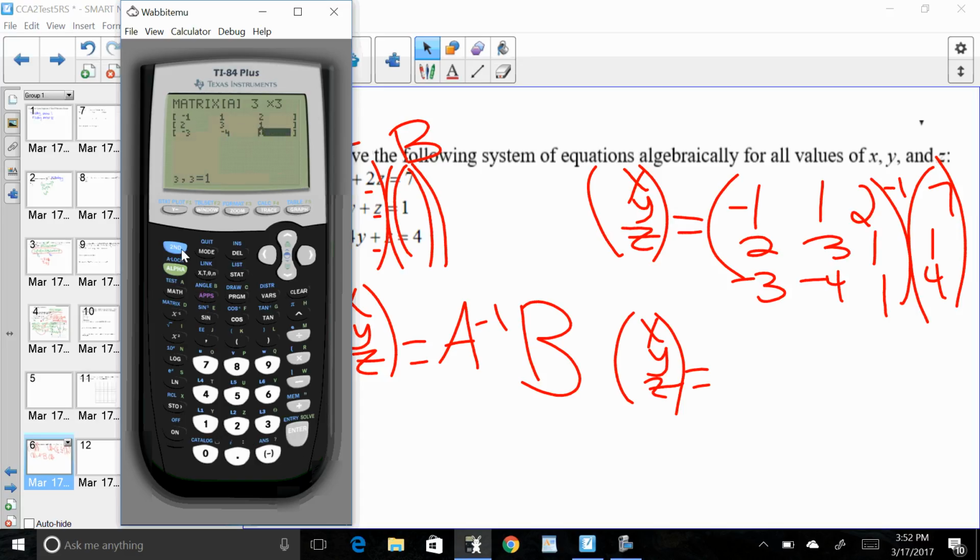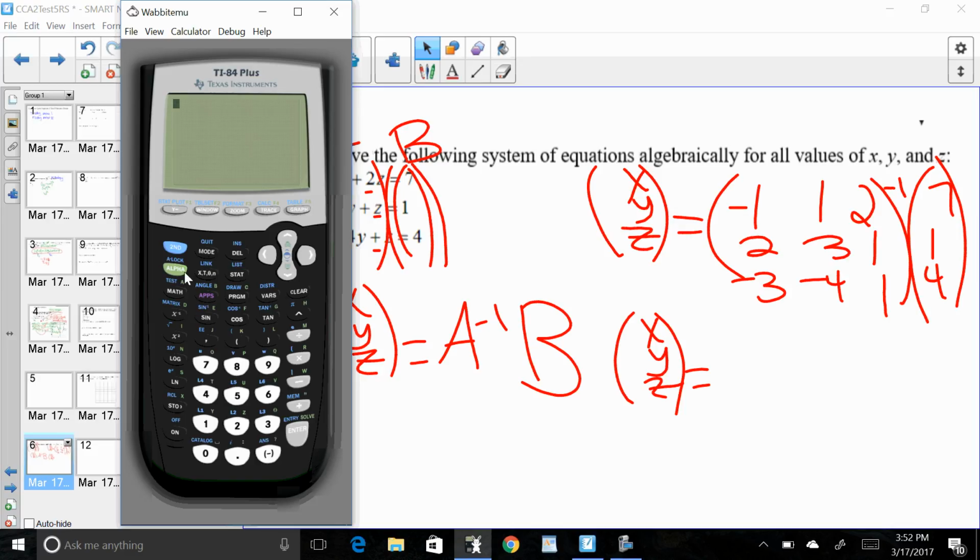Now I'm going to go to second matrix. I'm going to go to edit. I'm going to go to B. And I'm going to input my 3 by 1. I got 7. I got 1. I got 4. Now I'm going to get out of here. I'm going to hit second, quit.